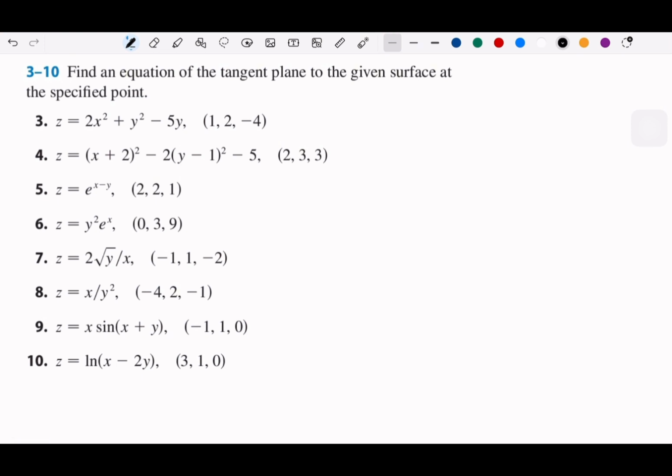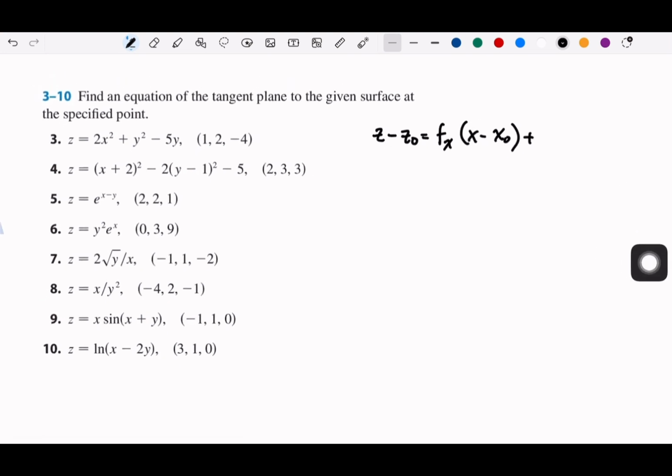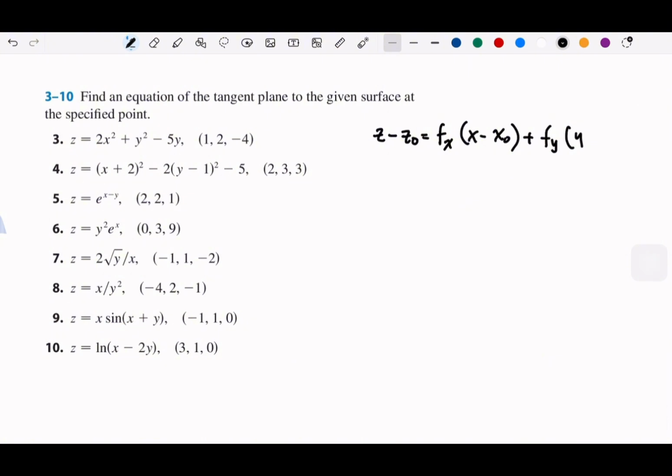So remember that the tangent plane, z, we can write as partial x times (x minus x0), plus partial y times (y minus y0).